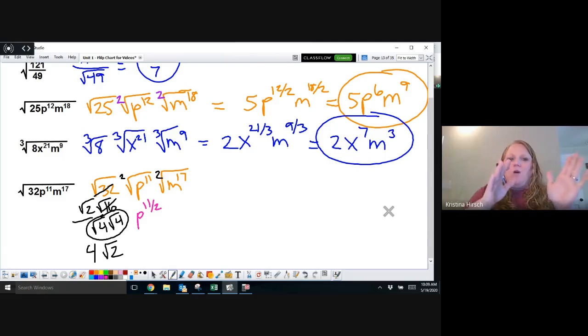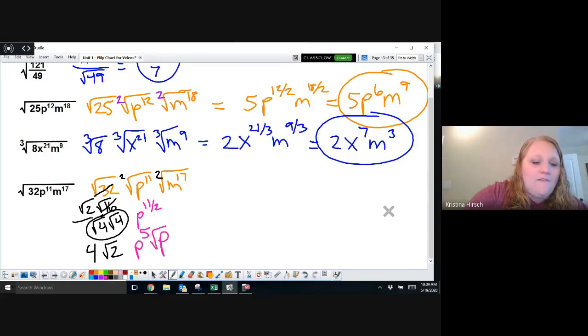Without actually writing down 11 P's. Now, if you needed to, you could write 11 P's and then see how many perfect pairs there are. But 2 goes into 11 5 times. So that means I have P to the 5. There's 5 perfect pairs. But then how many would be left over? 1, because 5 perfect pairs would give you the 10, and then there's 1 left over. So there's a P that's still left in the house.